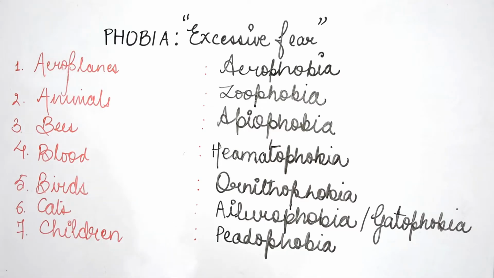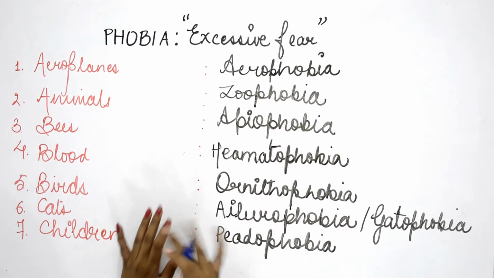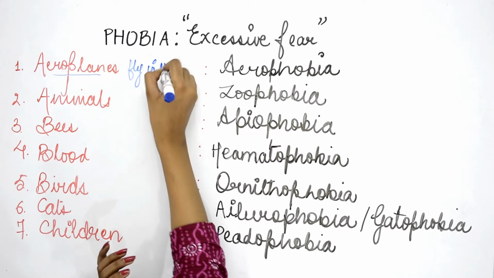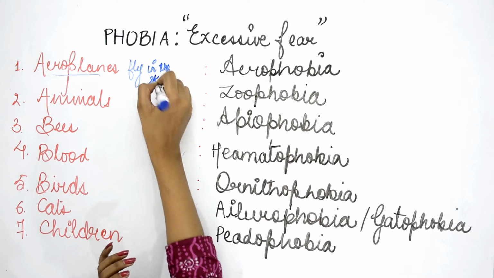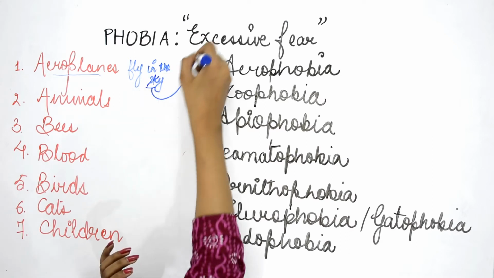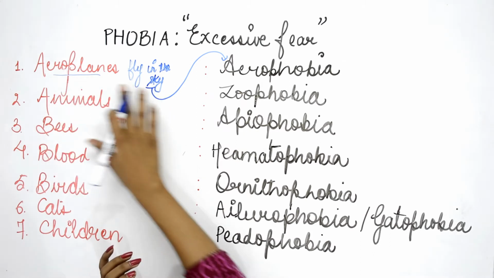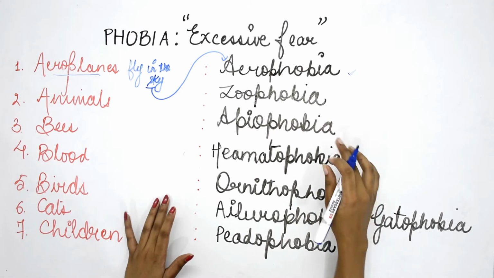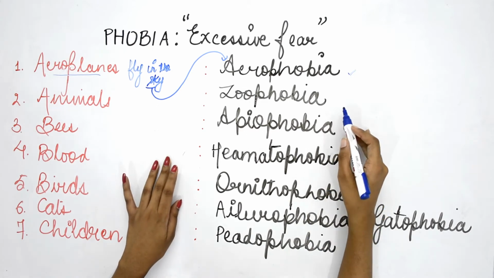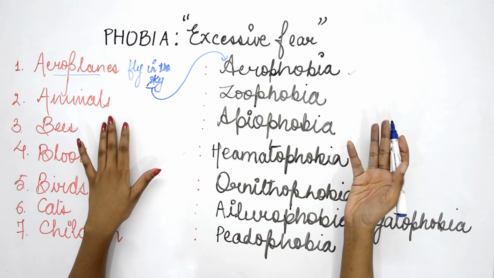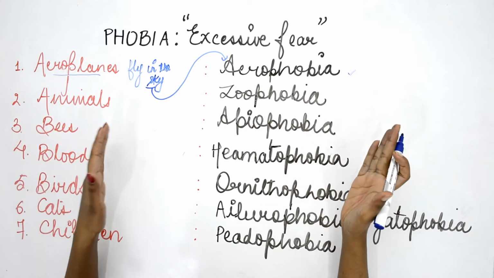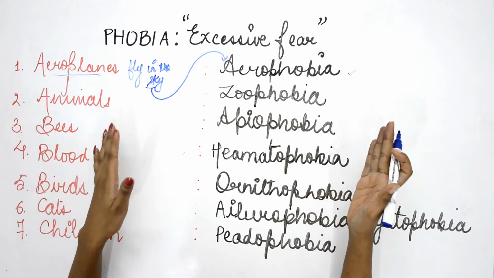So the first word is aerophobia, which is the fear of aeroplanes. Since aeroplanes fly in the sky, therefore we can easily connect sky with air. Therefore, the fear of aeroplanes is known as aerophobia. Okay, the next word is zoophobia. Animals are kept in the zoo, so we can easily connect animals with zoo. Therefore, the fear of animals is known as zoophobia.